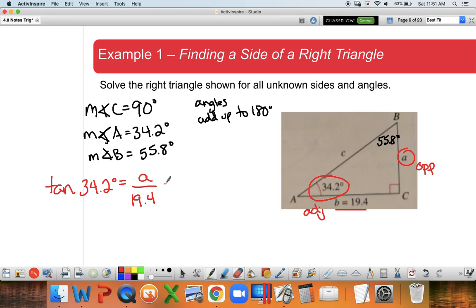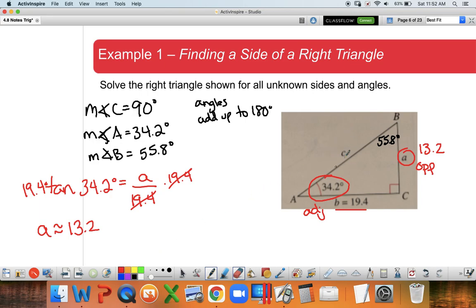So in order to solve this, I'm going to multiply both sides by 19.4. I'm going to pick up my calculator and plug in 19.4 times the tangent of 34.2 degrees. Make sure that you are in degree mode, and I get that a is about 13.2. And of course, that's a rounded number.